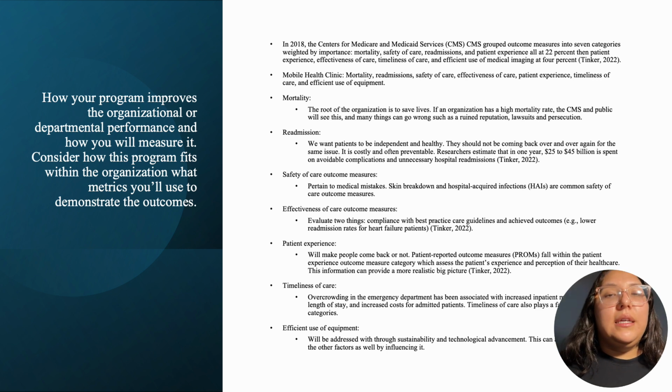For mortality, it's the root of the organization. We're there to save lives. If there is a high mortality rate, then the CMS and public will see this. We will be rated low, and we won't have patients coming back, or they will be telling people to not come receive services from us as well. Readmission, we want patients to be independent. We don't want them to be coming back over and over again. And readmissions actually will cost $25 to $45 billion on avoidable complications and unnecessary hospital readmissions.